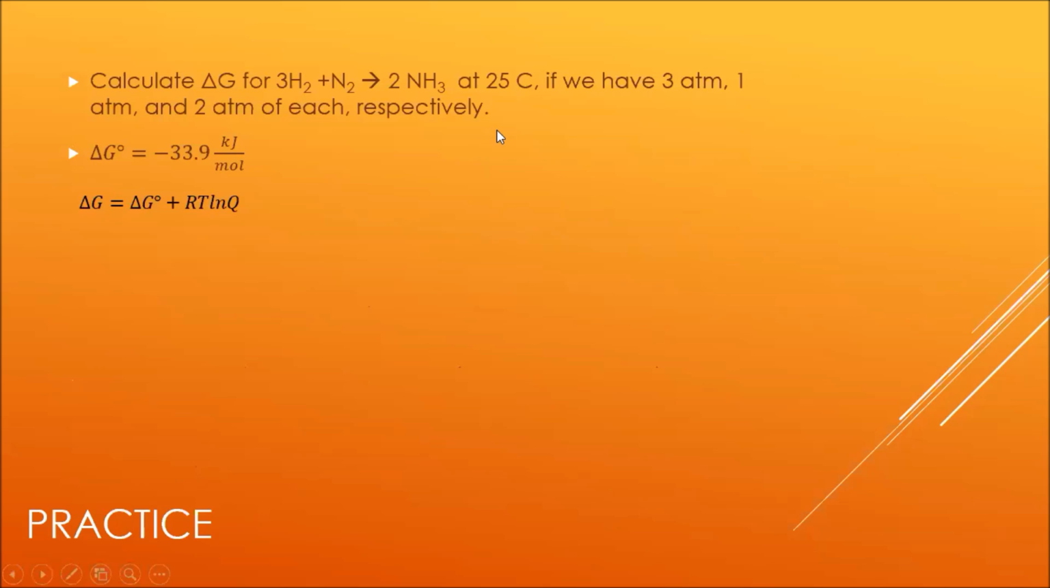So calculate the delta G non-standard for this reaction at 25 degrees, assuming instead of 1, 1, and 1, we have 3, 1, and 2. So first things first, we have to calculate, well, we're given the delta G standard.